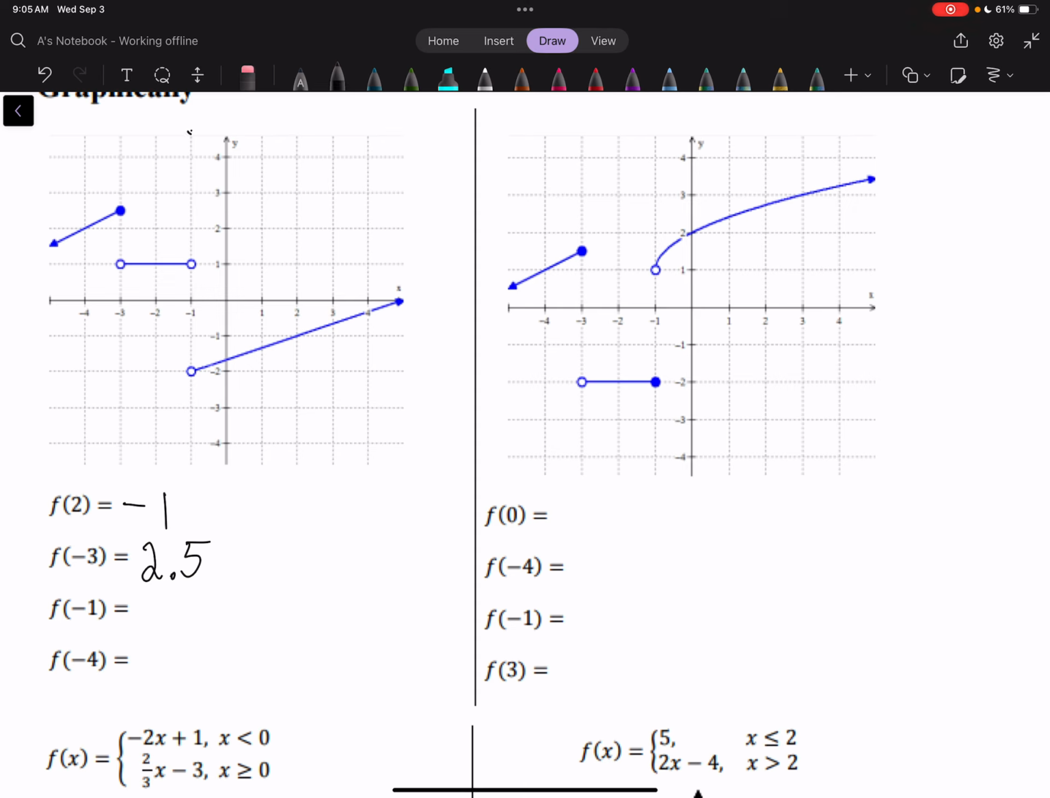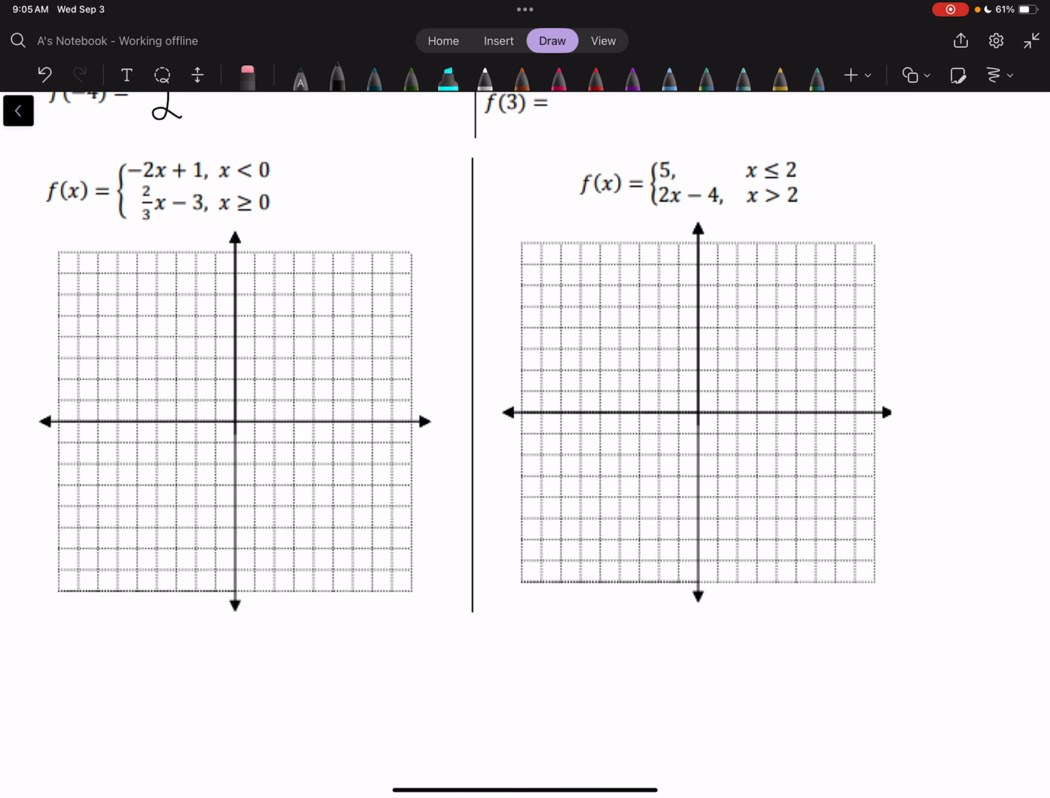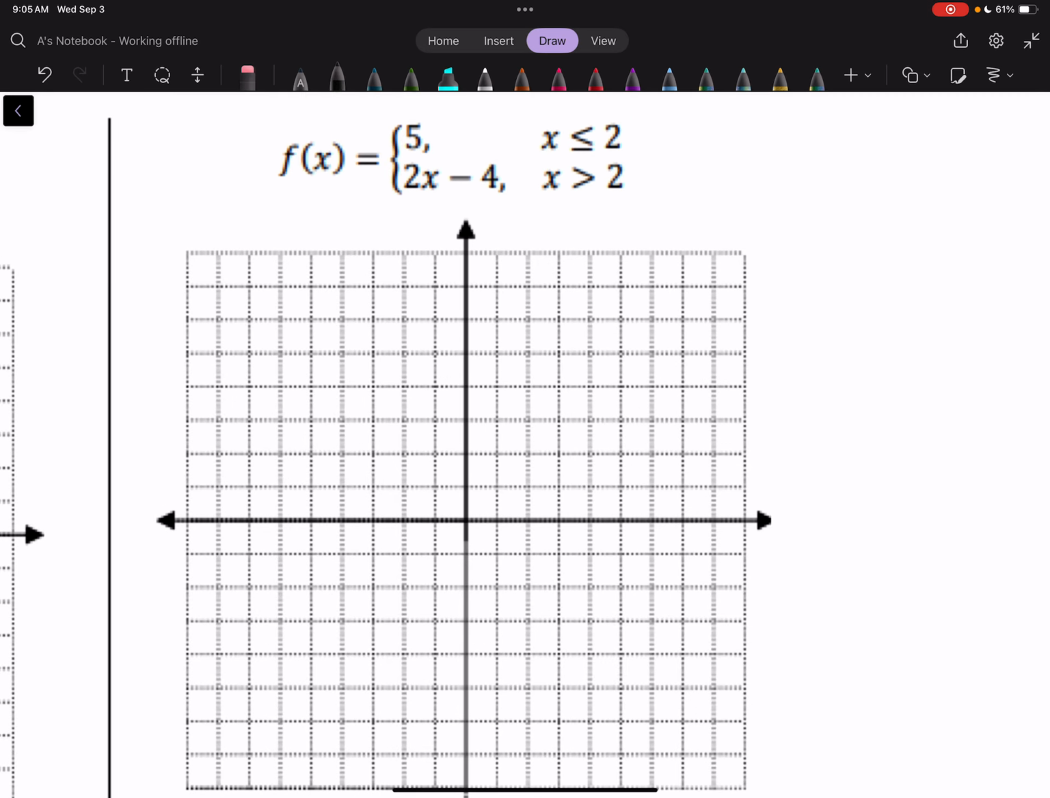If I go to negative 1, I pass through 2 open circles, so f of negative 1 simply does not exist. If you go to negative 4, you're going to get 2. I'm going to let you try the one on the right. Let's look at this graph.